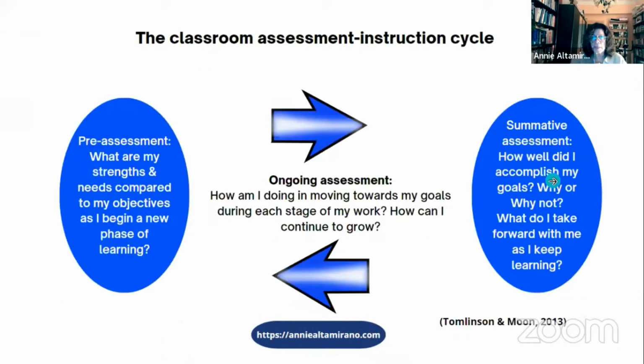Now, the classroom instruction, assessment cycle provides a powerful vehicle for teaching learners the skills of autonomous learning.